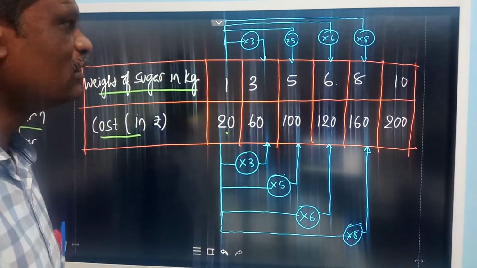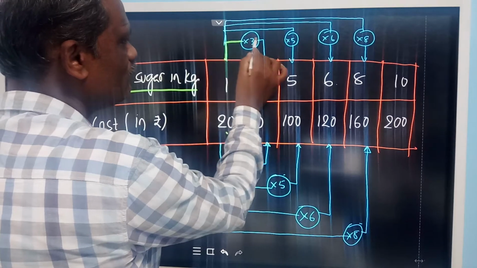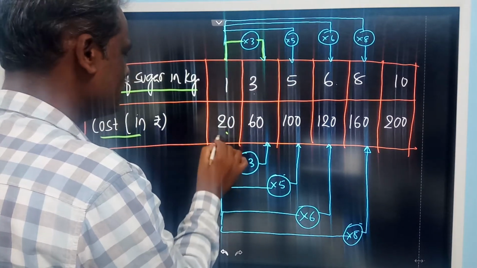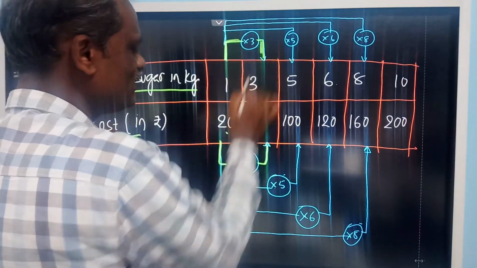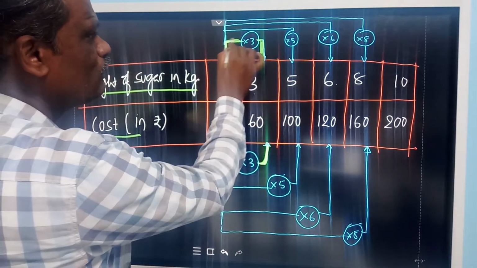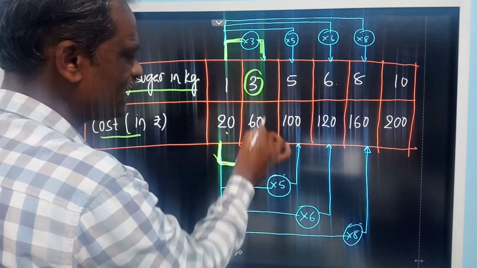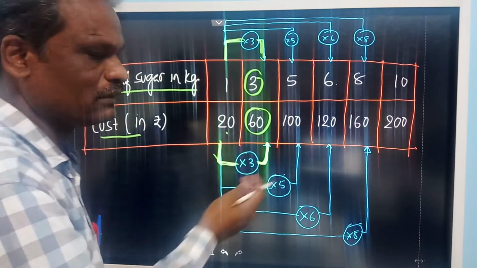How is it increasing? You look at this. Now this 1 kg multiplied by 3, then it is 3 kg. Then this 20 cost also should be multiplied by 3. If this is multiplied by 3, then this is also multiplied by 3. Isn't it? So once you multiply 1 by 3, you are getting 3. Then 20 also multiplied by 3, you will get 60. A constant number is multiplied here.